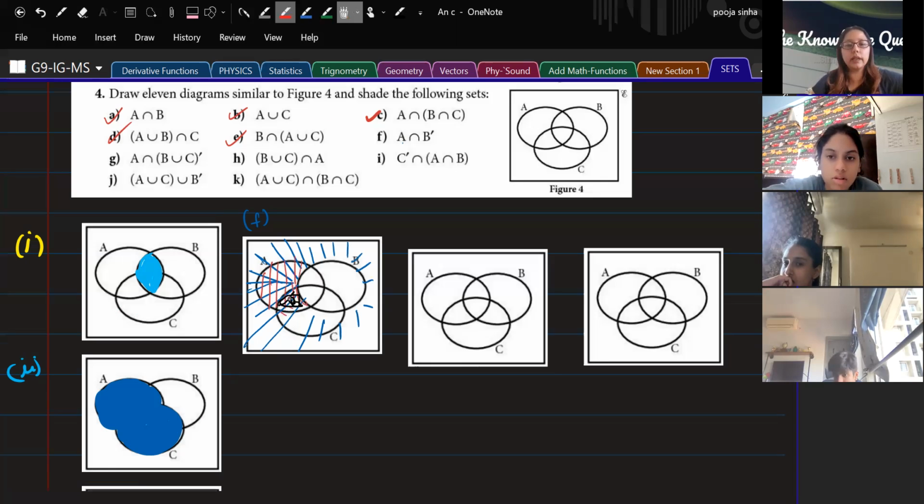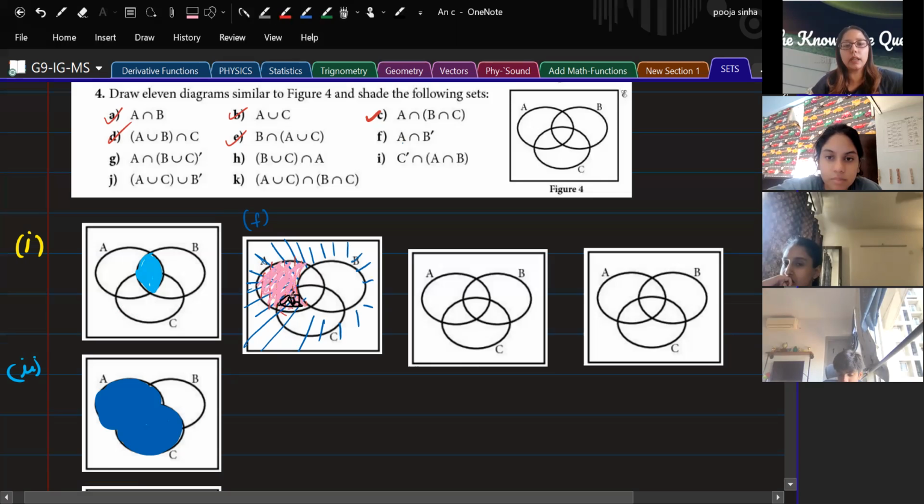So what do I highlight? The area where both shades came. Everything of A except the center, except the part of A which is coming in B. Clear? You can remove the annotations. F is done. Now tell me G.